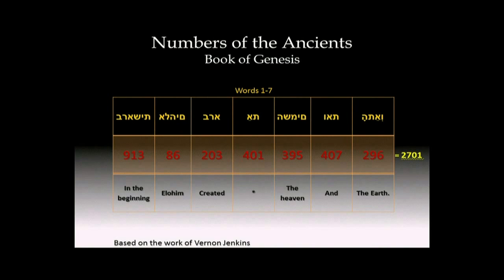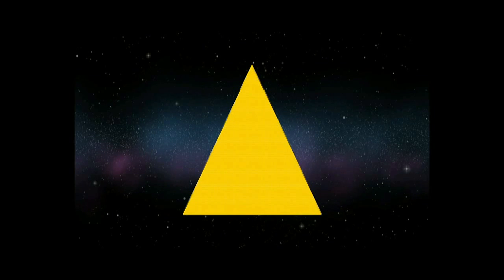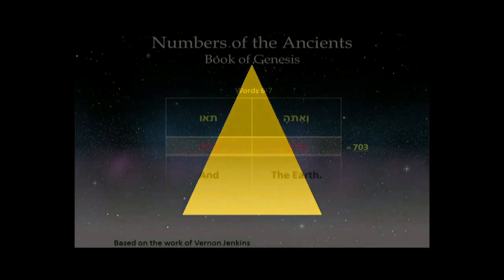Now, "in the beginning" represents 913, Elohim 86. Now, there's some contention about whether Elohim or God are the same thing. There's a difference in translation. But "created" is 203, and the asterisk you see represents 401, which doesn't have a direct translation in English. "The heaven" is 395, and 407, "the earth" 296, which equals 2701. So in the original 216 outline triangle, we can fill that perfectly with 2701 units of the same outline.